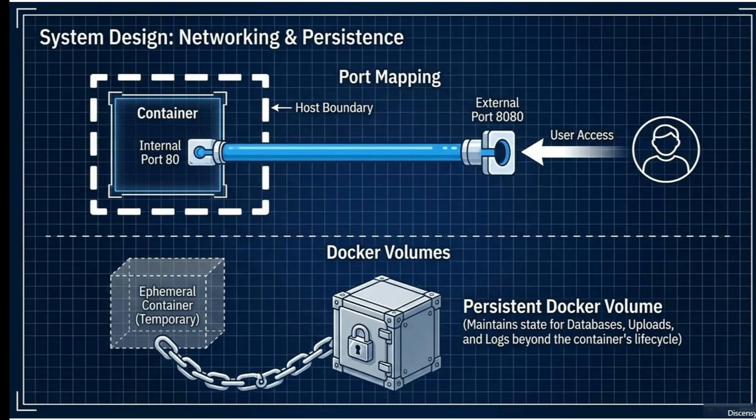System design, networking and persistence. Let's get to know about port mapping here. Within the containers, we are going to have an internal port. If a user wants to access it, there is going to be an external port, for example 8080, which is connected with the internal port. Because of this communication point between the two ports, the user can access whatever is in the container, according to the application, of course.